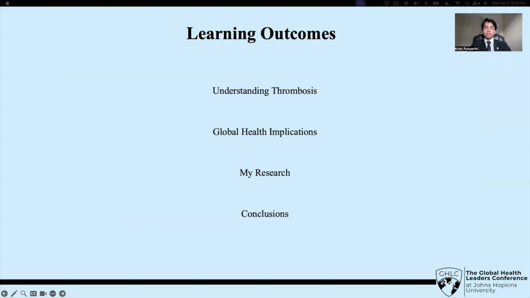So before we get into this topic, I would like to run you through a brief overview of what we're going to talk about. First, we will understand thrombosis. Second, we will talk about the global health implications. Third, my research. And finally, conclusions.